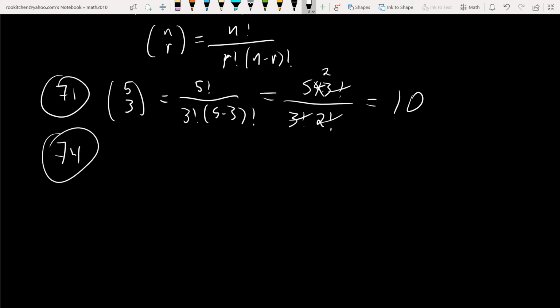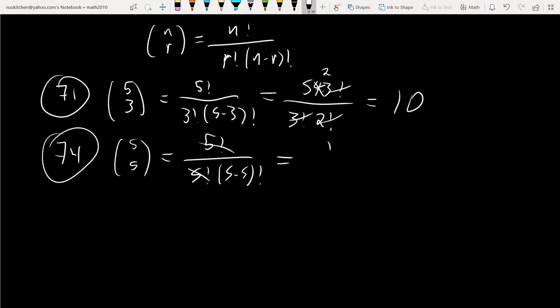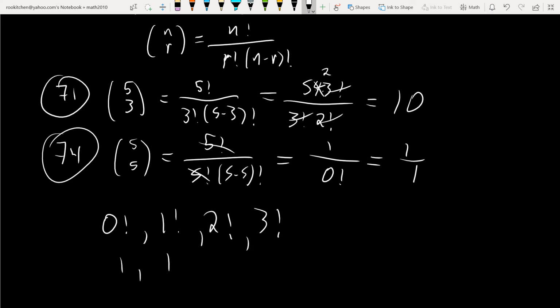74. What the heck is 5 choose 5? Turns out to be 1, right? So 5 factorial all over 5 factorial times 5 minus 5 factorial. The 5 factorials cancel, so I have 1 all over 5 minus 5 is 0 factorial. Of course, 0 factorial is 1. Just a weird peculiarity. 0 factorial, 1 factorial, 2 factorial, 3 factorial is the same as 1, 1, 2, 6. Okay. 4 factorial is 24.